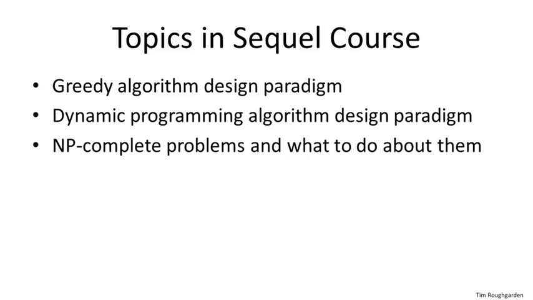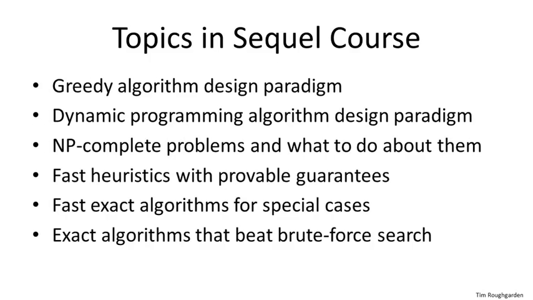The second part of the sequel course concerns NP-complete problems and what to do about them. Now, NP-complete problems are problems that, assuming a famous mathematical conjecture you might have heard of, which is called the P not equal to NP conjecture, cannot be solved by any computationally efficient algorithm. We'll discuss the theory of NP-completeness, with a focus on what it means for you as an algorithm designer. We'll also talk about several ways to approach NP-complete problems, including fast algorithms that correctly solve special cases, fast heuristics with provable performance guarantees, and exponential time algorithms that are qualitatively faster than brute force search.